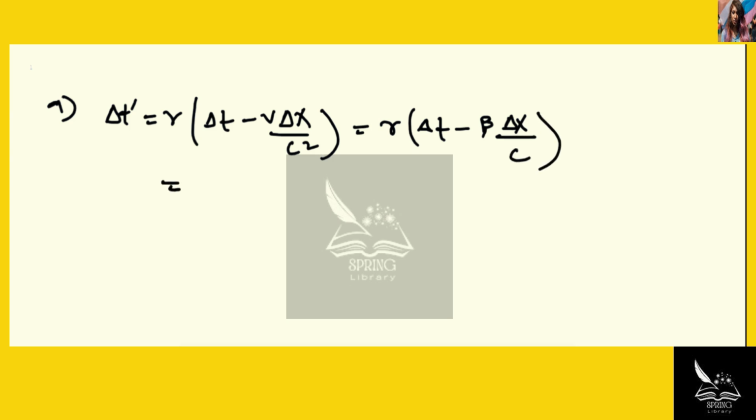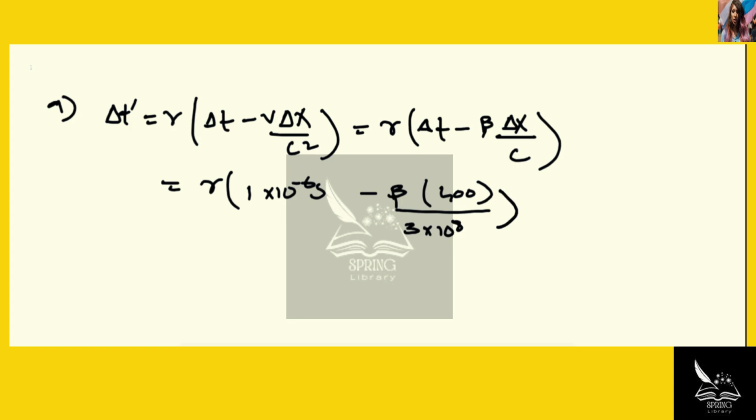Substituting values, we get γ times (1 × 10^-6 seconds minus β times 400 meters, divided by the speed of light, 3 × 10^8 meters per second), where the Lorentz factor itself is a function of beta. So this is an expression for Δt' for part A.